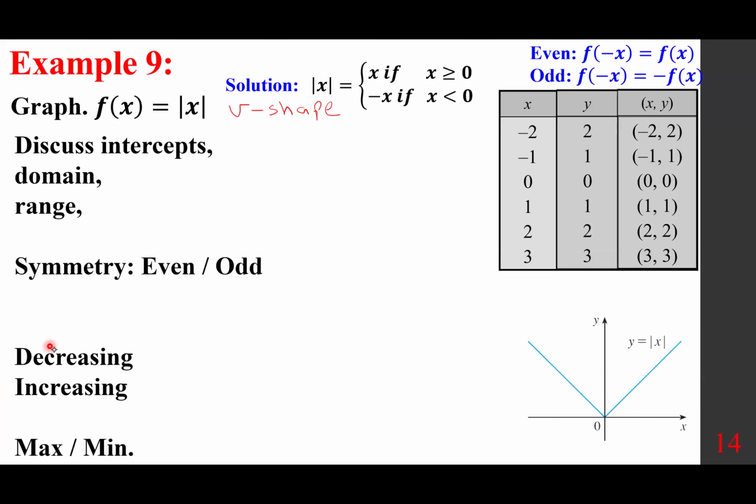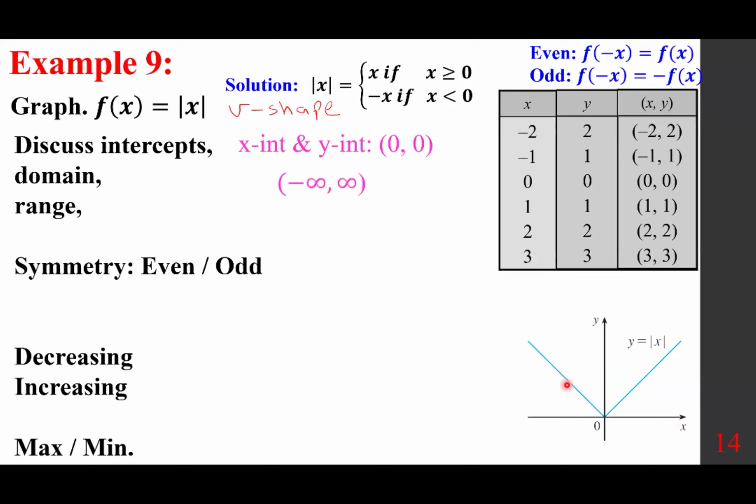Discuss the intercepts. Well, we have 0, 0, which is both the x as well as the y intercept. Domain. What does this graph cover along the x-axis? I hope you see this part covers this portion, and this part covers this portion, from negative to positive infinity. That would be the domain.